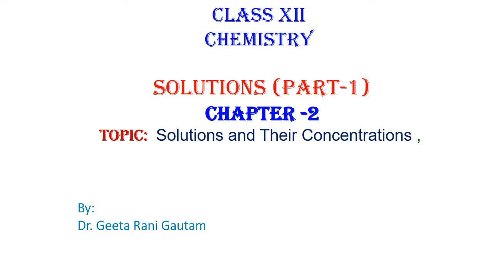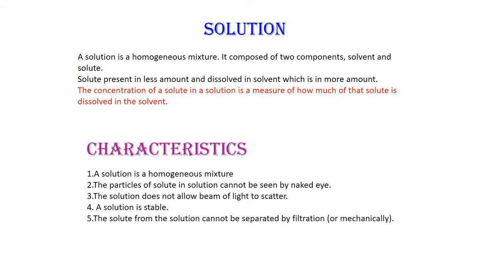Today we are going to start chapter number 2, Solutions, and the topic of discussion is solutions and their concentrations. A solution is a homogeneous mixture. It is composed of two components, solvent and solute. Solute is present in less amount and is dissolved in the solvent. Solvent is present in more amount and is the one in which the solute is dissolved.